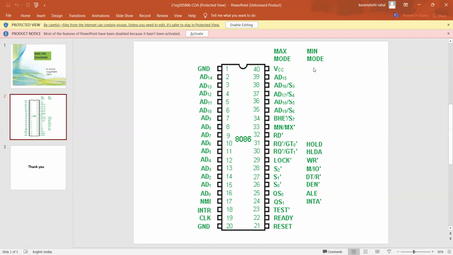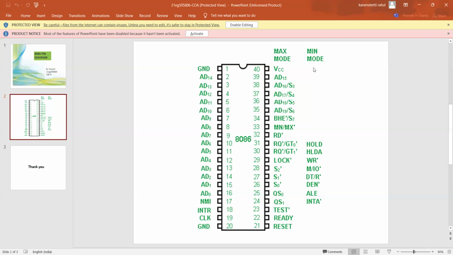The HOLD pin is used when direct memory access asks the CPU for control over the bus. Then the HOLD pin is active, and when the CPU gives control of the bus to the DMA, that is direct memory access, then the HLDA pin, that is the hold acknowledgement pin, is active. WR, that is the write pin, is an active low pin. When it is active, data is transmitted to the output, like it can be printed to the output.